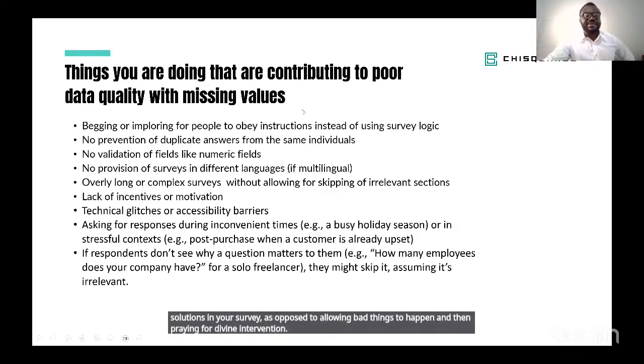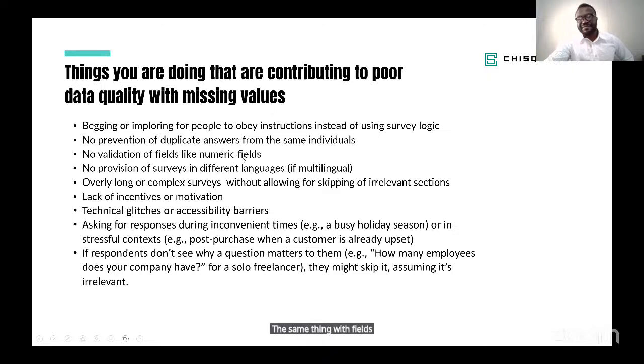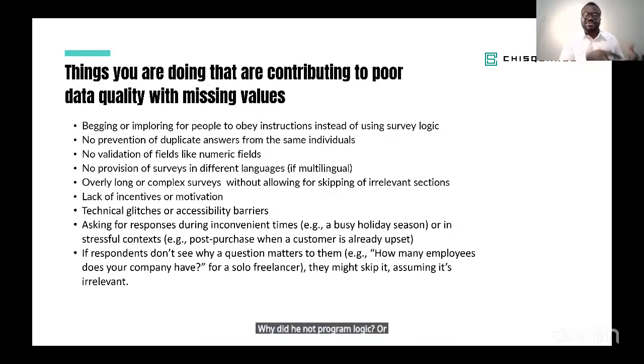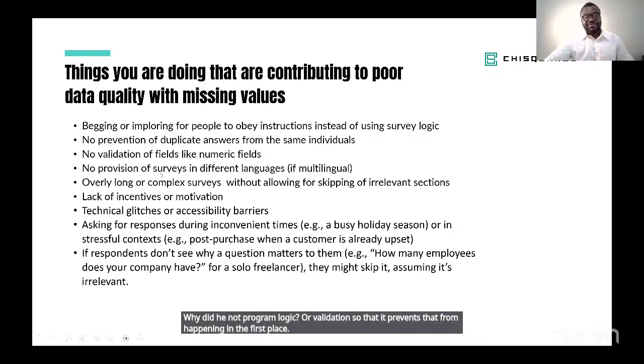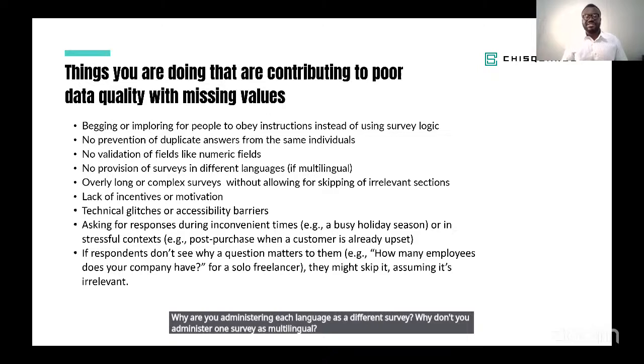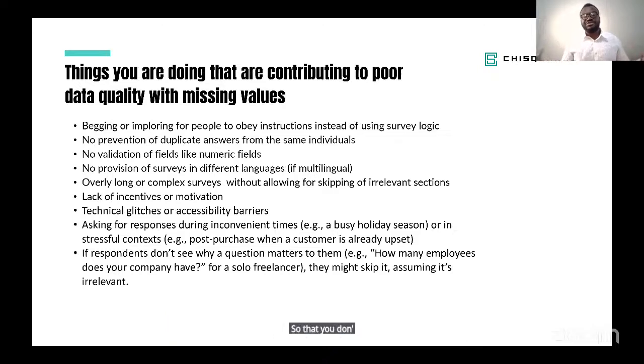The same thing with fields like numeric fields. Why are you allowing the person to enter a value of 1,000 for age? Why did you not program logic or validation so that it prevents that from happening in the first place? Also, if you are going to administer a survey in different languages, why are you administering each language as a different survey? Why don't you administer one survey as multilingual so that you don't have to worry about issues of manual append or manual merges?